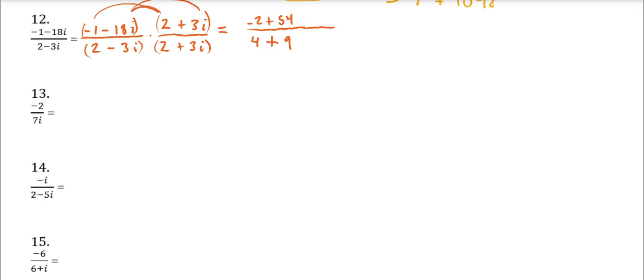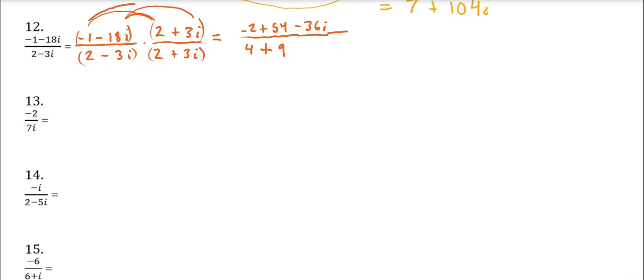Then we've got the inner term. Negative 18 times 2 is going to give me minus 36, and that's minus 36i. And then our outer terms, minus 1 times the 3i, gives me minus 3i. Let's simplify this a little bit. We get 13 on the bottom, we get 52 for the real part of the top, and then we get minus 39 for the imaginary part of the top.